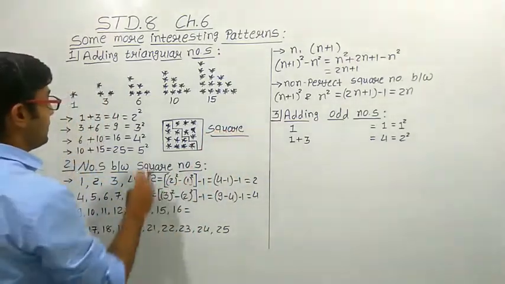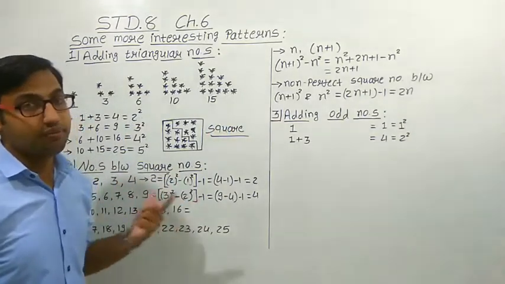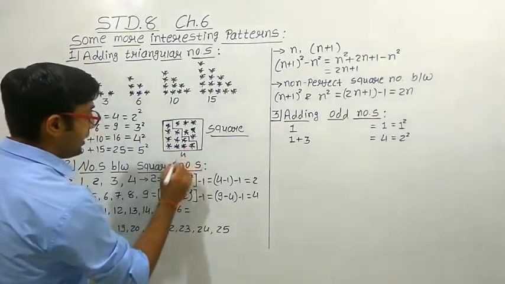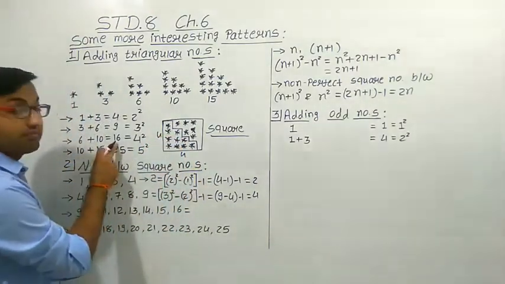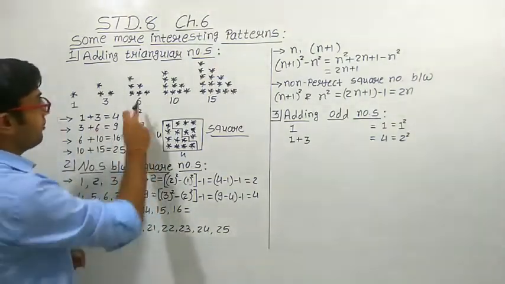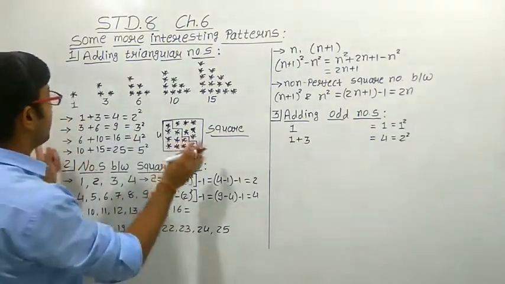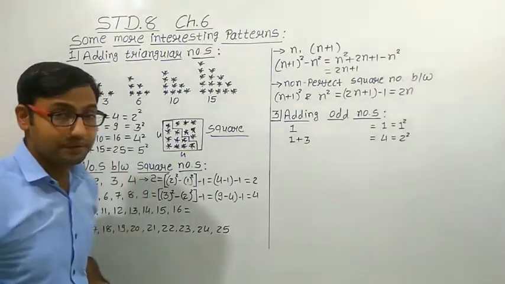And that is why these numbers, whatever we get here, we get the perfect square numbers. Right? See, how many stars are there? 4. And how many stars are there? 4. 4 4s are what? 16. Because we add 6 plus 10, the two triangular numbers 6 and 10. So this is how, by adding the triangular numbers, we get the perfect square number.